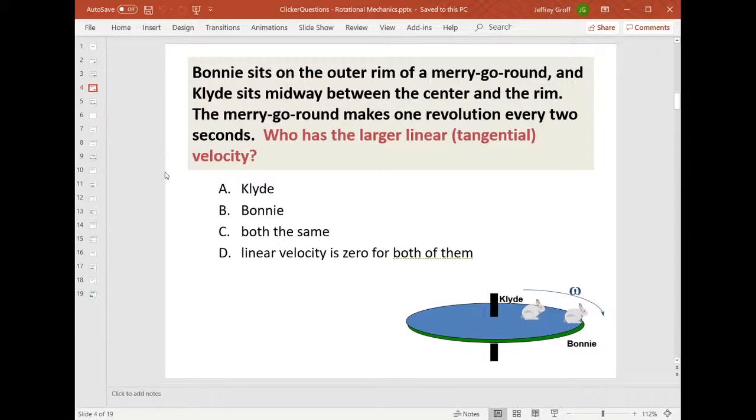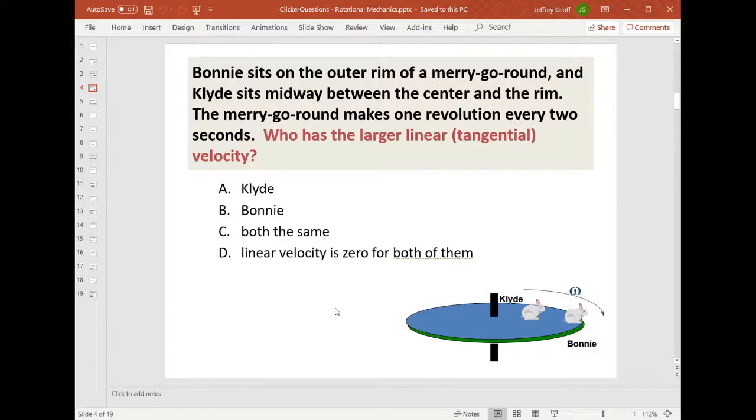All right, same question, but now it's not about angular velocity anymore. It's about linear or tangential velocity. Let me clear the poll and vote when you're ready. Who has a larger tangential speed?